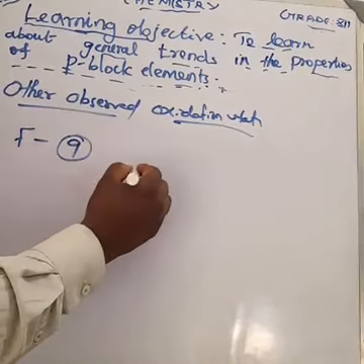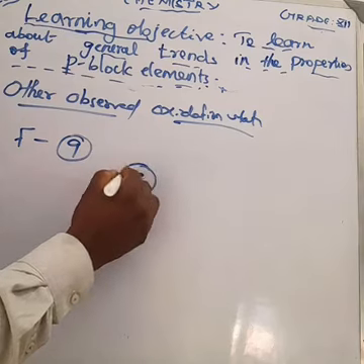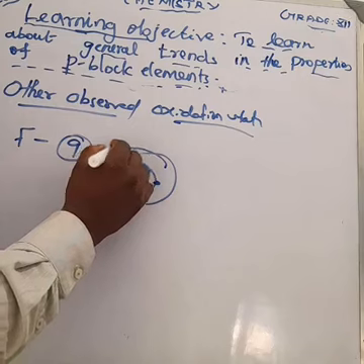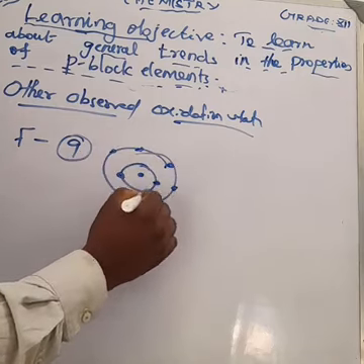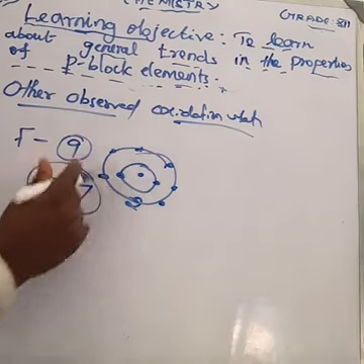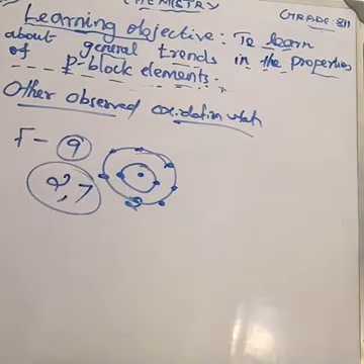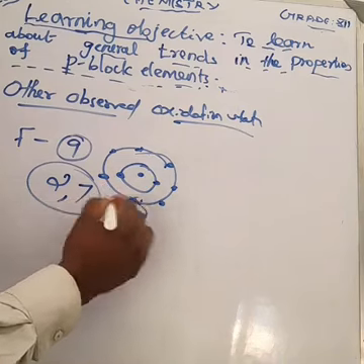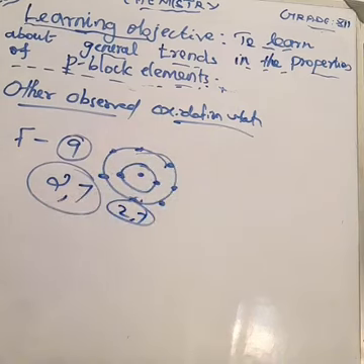Am I right? The first shell can accommodate 2 electrons. The second shell can accommodate the remaining 7 electrons, because here we have 9 electrons. The first shell accommodates 2 electrons and the second shell has only 7 electrons. So 2 plus 7 is equal to 9 electrons. Am I right?